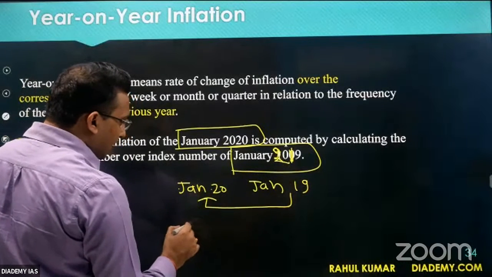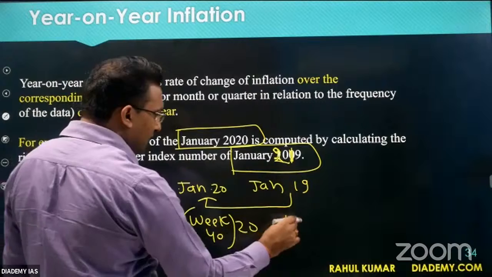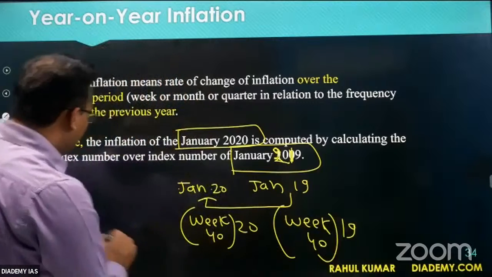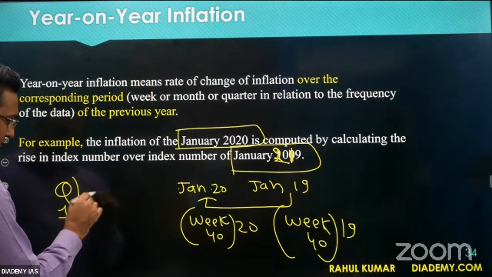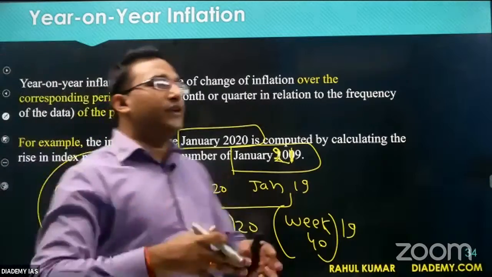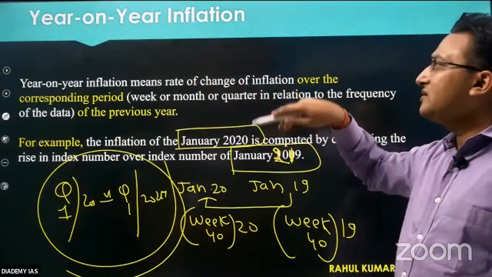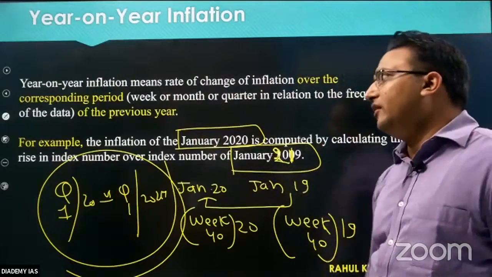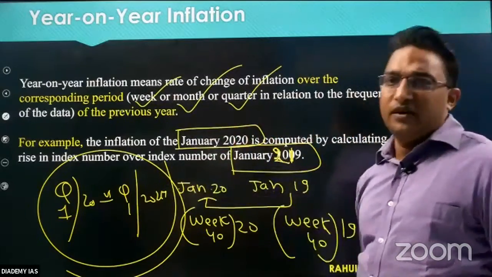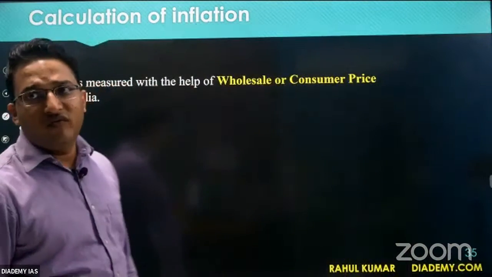Similarly, we can have a comparison of week 40 of 2020 and week 40 of 2019, or quarter 1 of 2020 versus quarter 1 of 2019. So we are comparing the same period but in the last year. That is called year on year inflation. So year on year inflation means the rate of change of inflation over the corresponding period, it can be week, month, or quarter, in relation to the frequency of the data of the previous year.